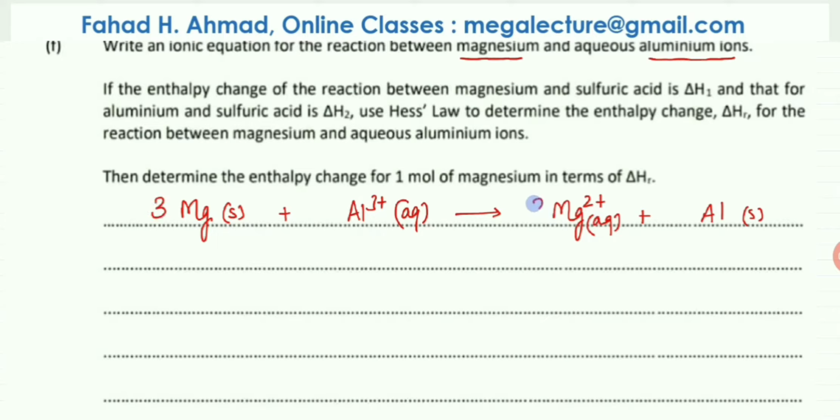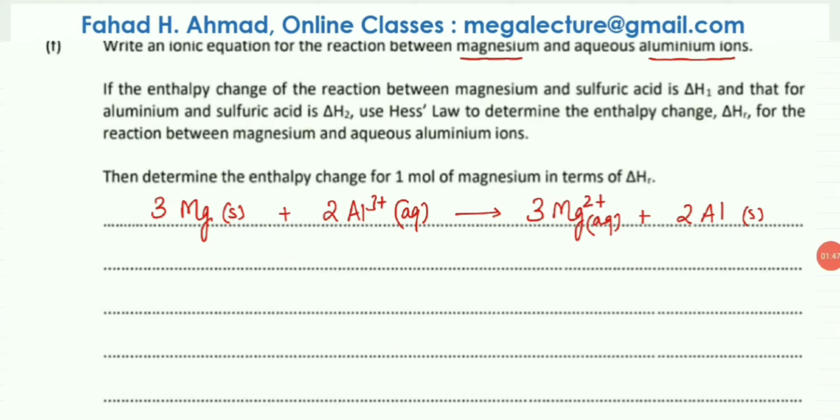So if I have 3 magnesiums, the total number of electrons lost would be 1 magnesium losing 2 electrons, so 3 magnesium would be losing a total of 6 electrons. On the other hand, if I have 2 aluminiums, each aluminium ion gains 3 electrons to form neutral aluminium, so 2 aluminium ions would be gaining 6 electrons. So now the number of electrons lost and the number of electrons gained by aluminium ions have become equal.